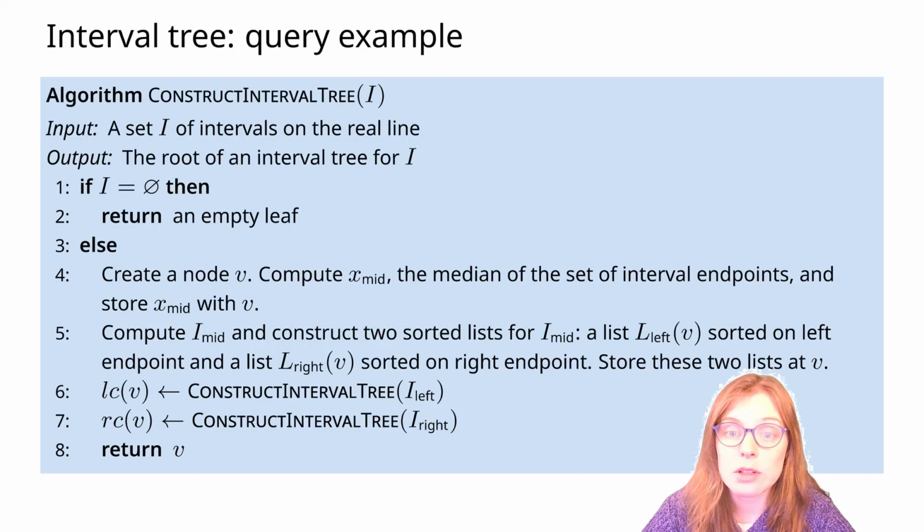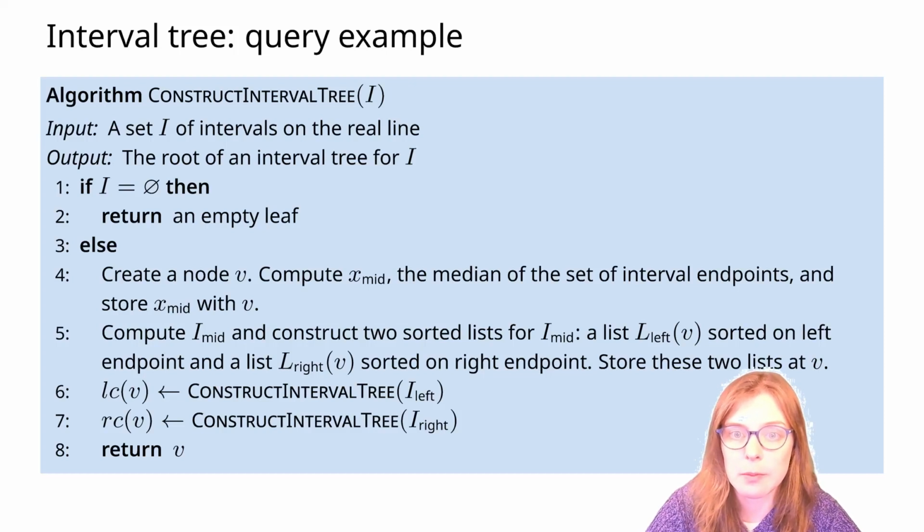We compute all the intervals that contain the value x mid, and we construct two lists. One, the intervals sorted by the left endpoint from left to right, and second, the same intervals sorted on their right endpoint from right to left. And we store both of these lists with the node v. We build two interval trees on the intervals that lie completely to the left of x mid and on the intervals that lie completely to the right of x mid, and make them the left and the right child of the given node. Finally, we return the node v.